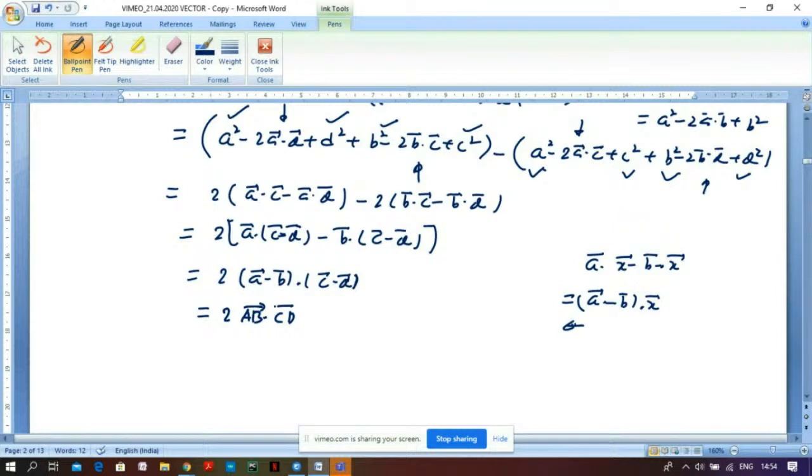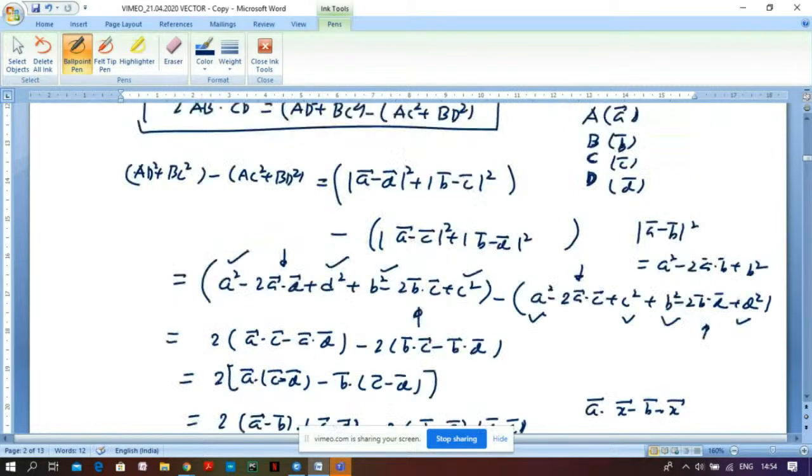In fact, AB is B minus A, but we can change that, so we can just take the negative out from both. So 2(B minus A) dot (D minus C) gives you 2AB dot CD. So we have established this result.